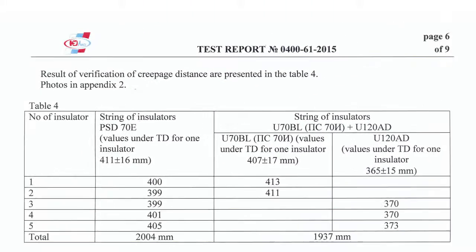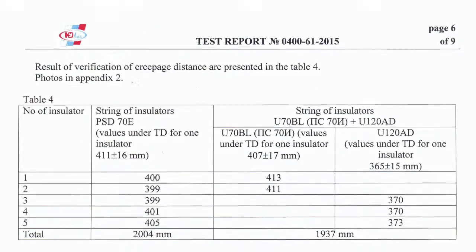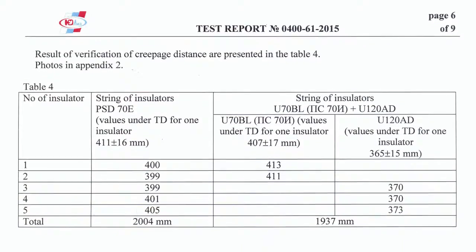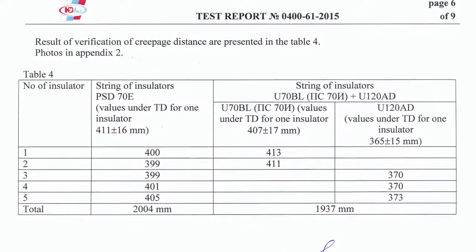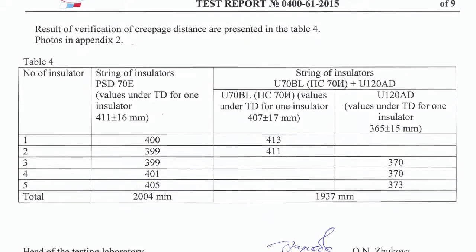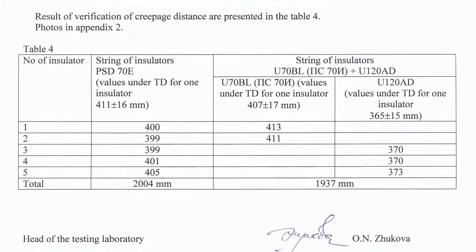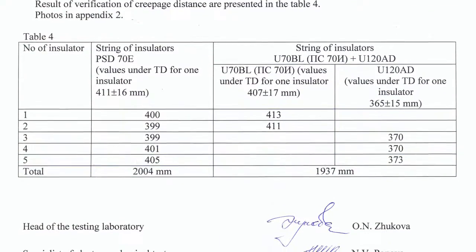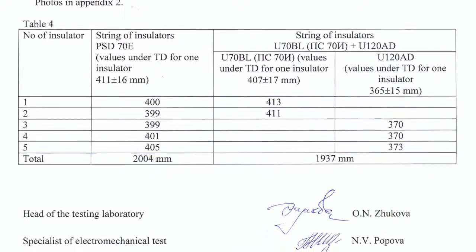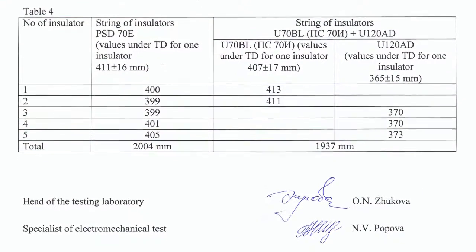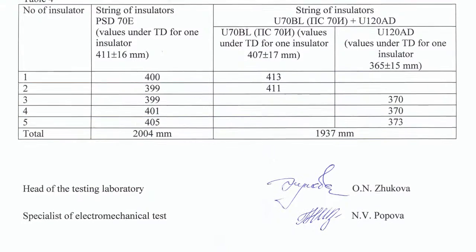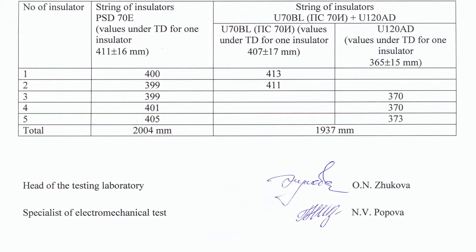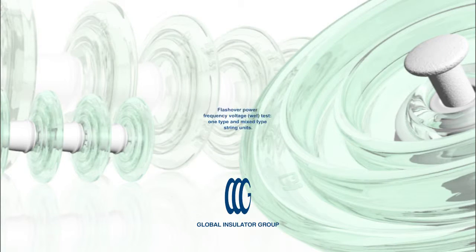Total creepage distance of insulators in string units is: one type string unit of PSD 2004 mm, mixed type string unit 1937 mm. The difference in creepage distance is 7 mm for the string unit consisting of 5 insulators. Thus, one type and mixed type string units have the same spacing with little difference in weight and creepage distance.